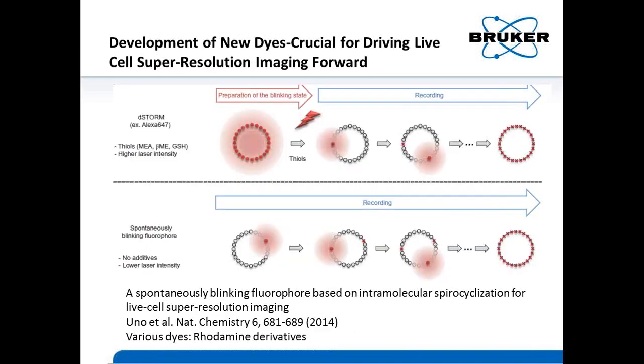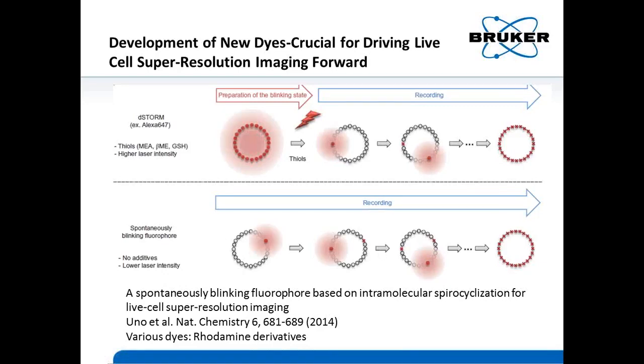So the snap, clip, and halo technologies have been around. There are several dyes available. A lot of them do need to have some kind of switching buffer. There are some that don't, and there are folks working on developing dye technologies so that you can have spontaneous blinking with just optical control rather than putting anything chemical in. This is a fairly recent publication in Nature Chemistry where they modified rhodamine derivatives to generate spontaneously blinking fluorophores.